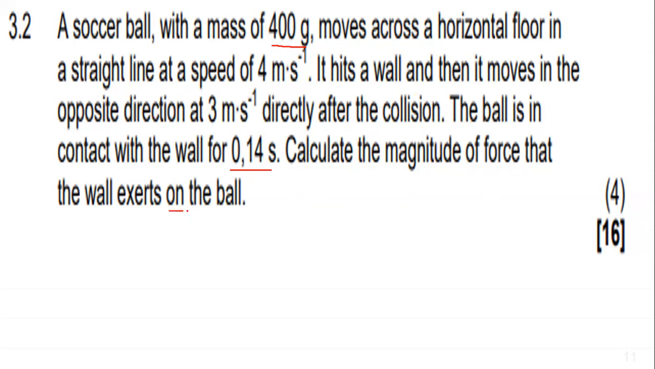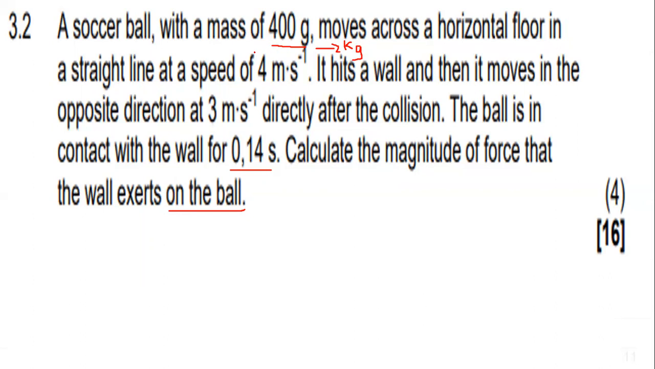Now, dear learners, let us analyze what is happening here. We have a soccer ball. We've been given the mass there, and they said the mass is 400 grams. Automatically, I know that I need to convert this value of 400 grams to kilograms if I am to use it in calculations. And it is moving across the horizontal floor in a straight line at a speed of 4 meters per second. Remember, it was going towards the wall.